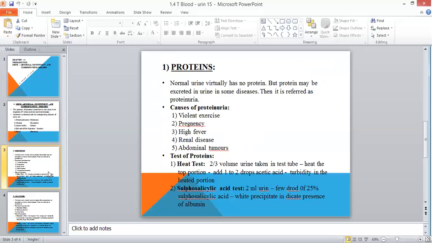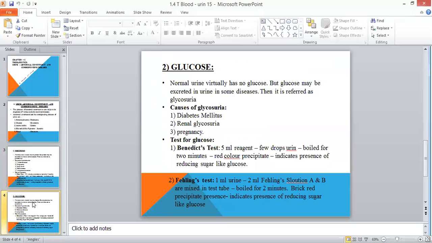And the second test is the sulfosalicylic acid test. In this test, 2 ml urine is taken in a test tube. In the urine sample, a few drops of 25% freshly prepared sulfosalicylic acid are added. Then a white precipitate is formed. This white precipitate indicates the presence of albumin in urine.